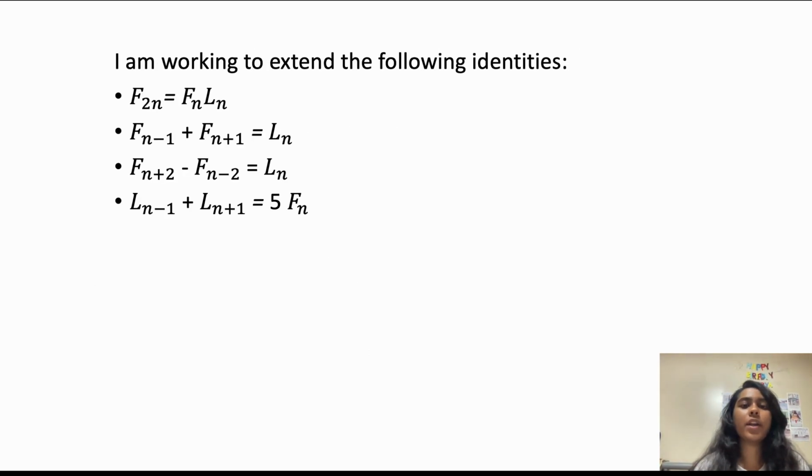Right now, I am working to extend the following identities. I already put the list here, and all of these identities are related to the Fibonacci sequence and the Lucas sequence. I'm trying to extend all of these identities to my general case, x squared minus m y squared equals plus or minus d squared, and hopefully I will be able to extend all of these identities to my more general case.